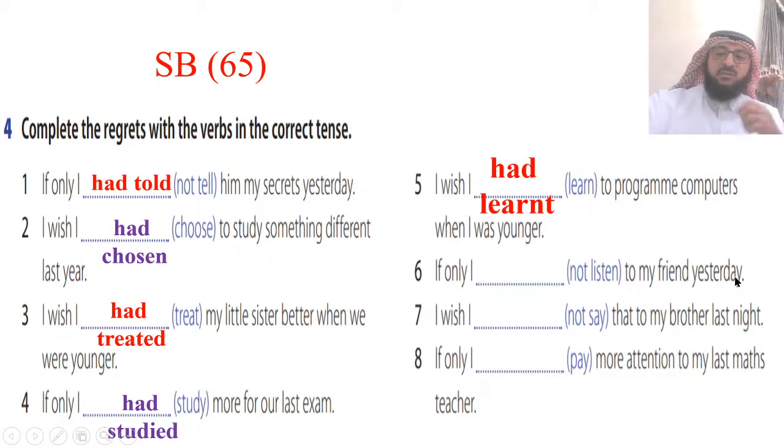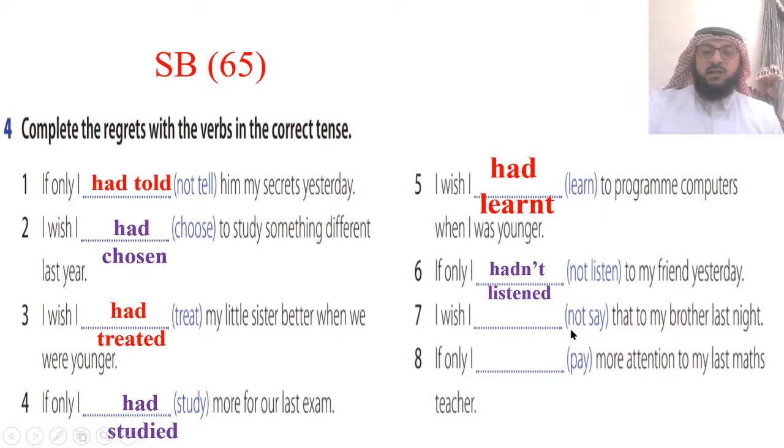لو إني بس ما سمعت الصديق أمس ضيعني. What do we say? Hadn't listened. I wish I not say that to my brother last night. يا ليتني ما قلت هالشيء لأخوي أمس. What do we say? Hadn't said.